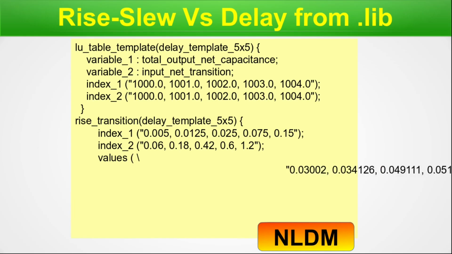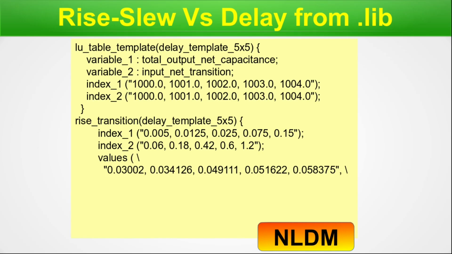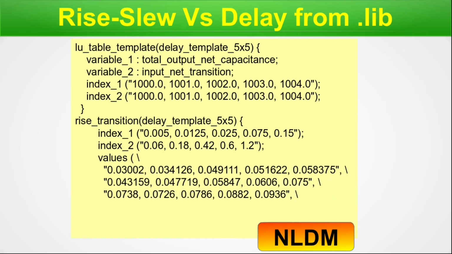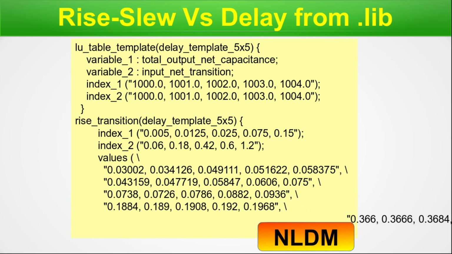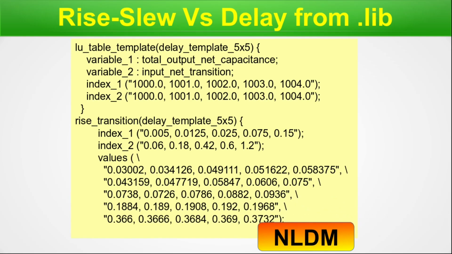Now we start the table. This is our first row. Here goes our second row. Each has 5 candidates. Third row, fourth row and fifth row, and here we close it. Let me bring my mouse pointer in to make you understand the things.